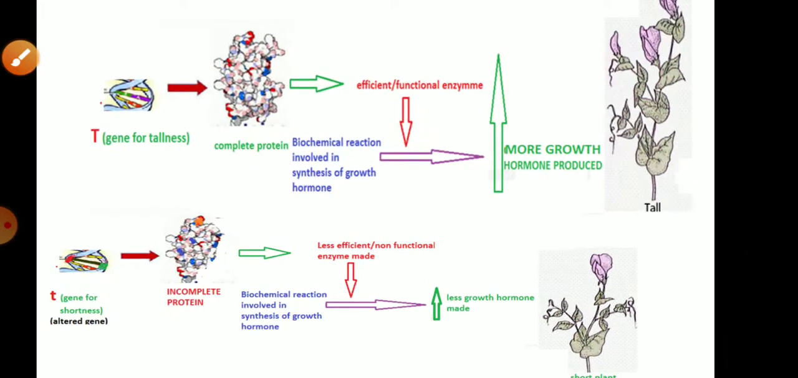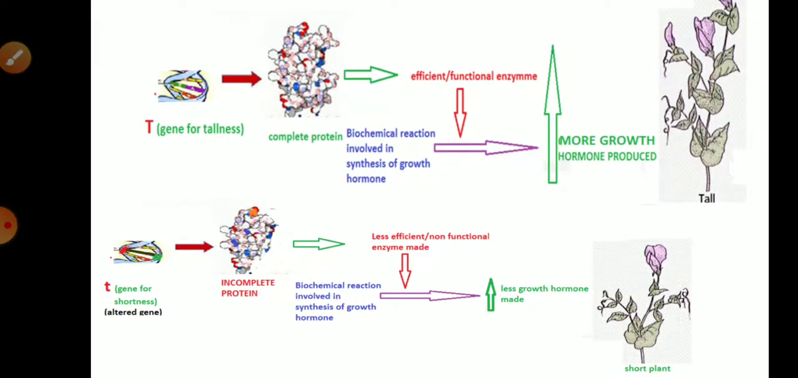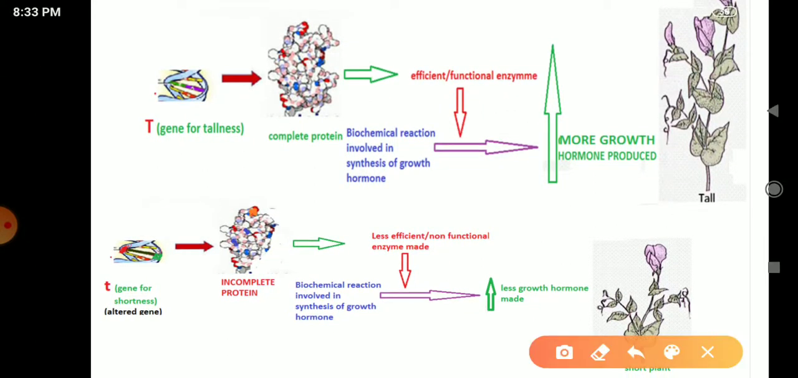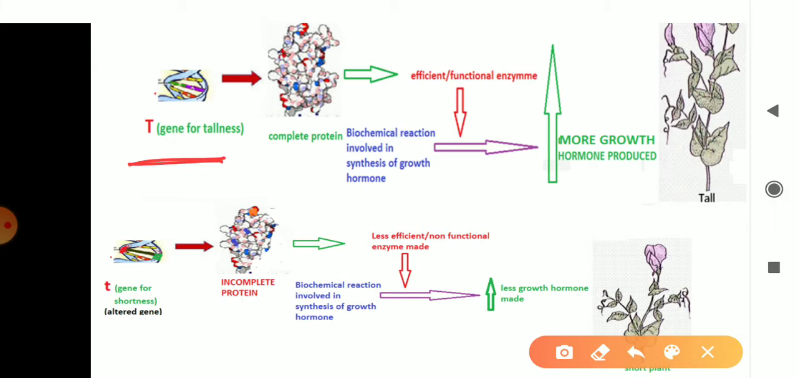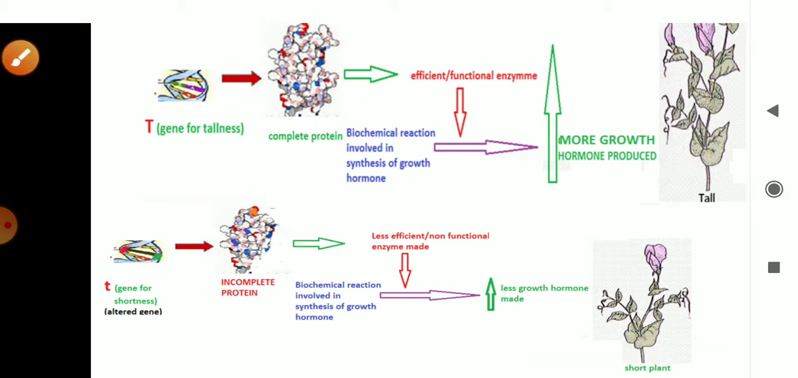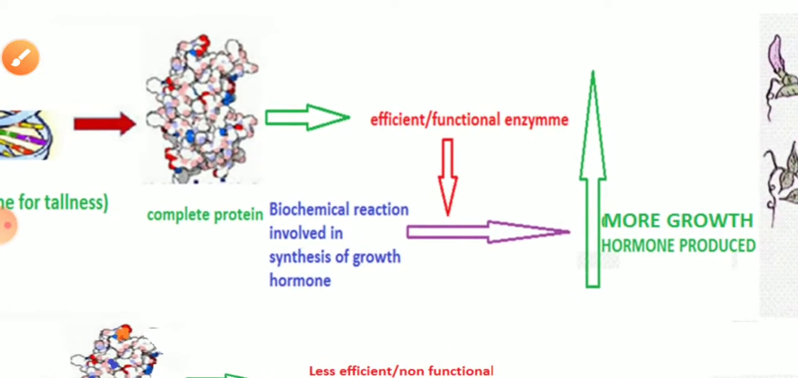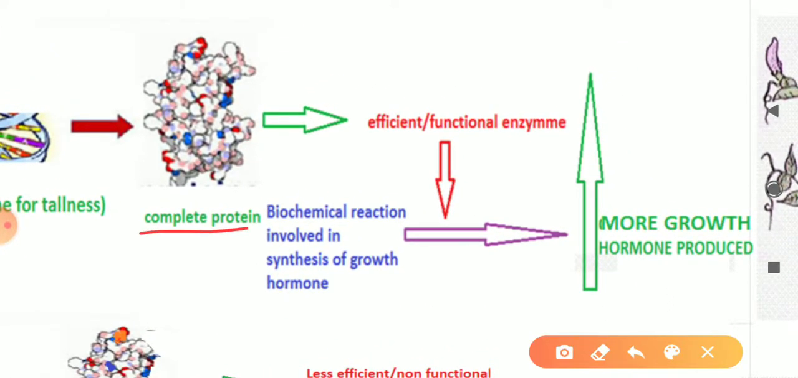We have already discussed that these different traits, tallness and shortness or dwarfness, are because of genes: a gene for tallness and a gene for dwarfness. Now how are these genes controlling the expression of traits? The gene for tallness has the information for making a protein. Using this information, a protein is made, and this protein will then act like an enzyme.